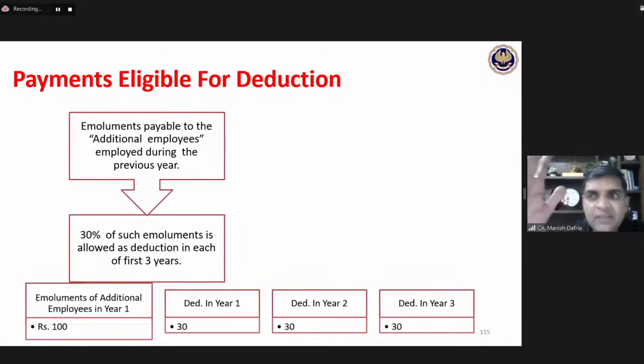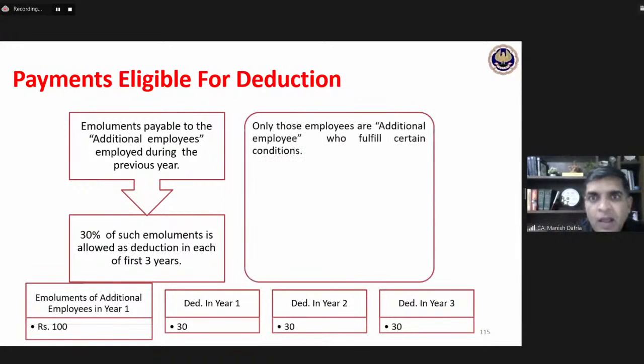This may create a big confusion, and there is a confusion in the minds of many people that the second-year 30% would depend upon the salary paid in the second year. No. That's why it is better to read the section in this manner: whatever salary you have paid in the first year, 90% of this shall be allowed as a deduction in 3 equal installments. So if the current year you have paid 100, 90 is the deduction, you will get 30, 30, 30 in 3 years.